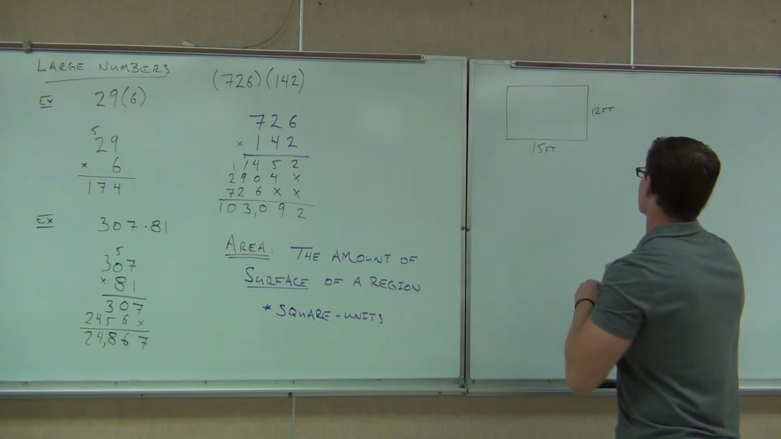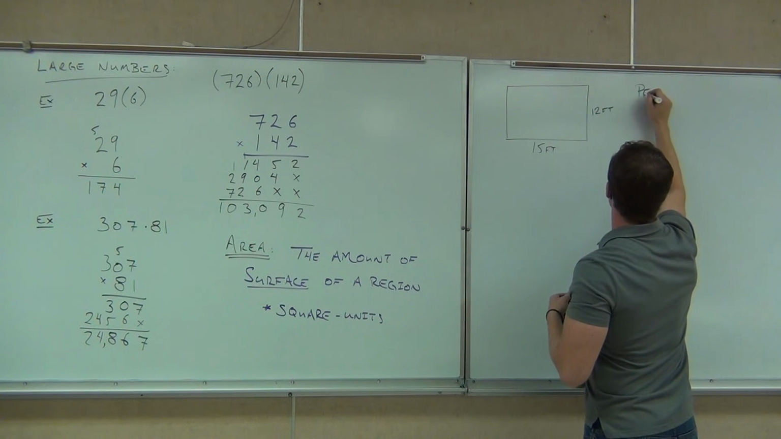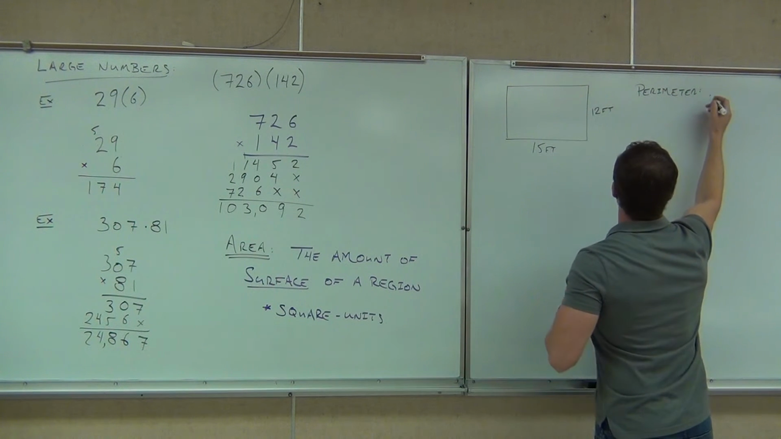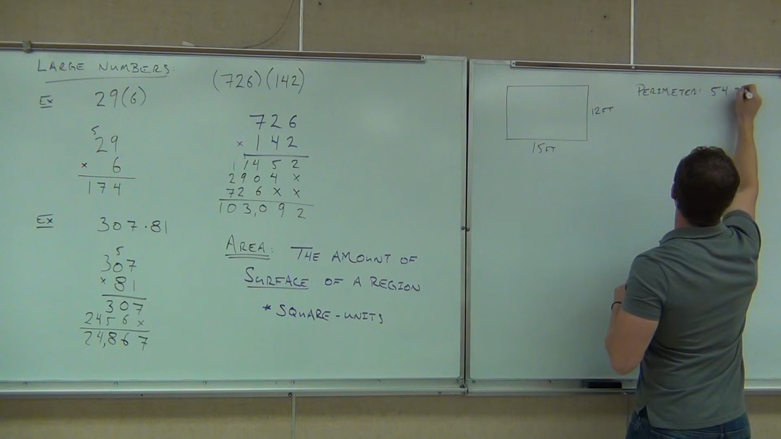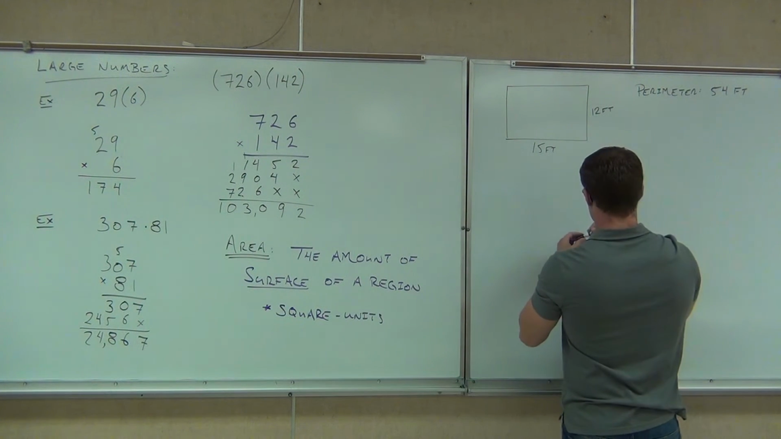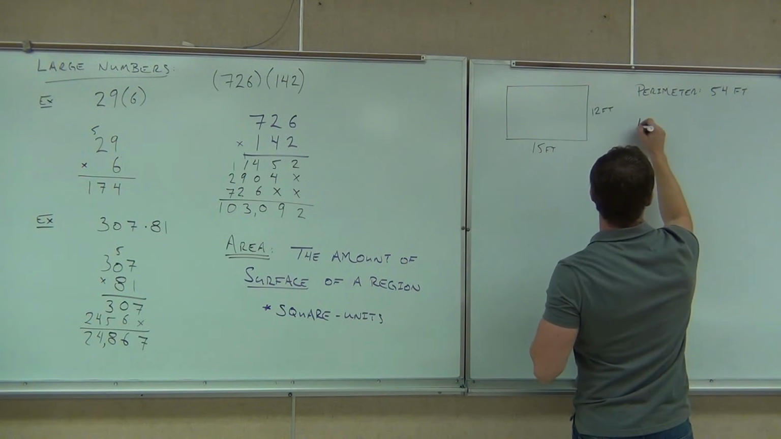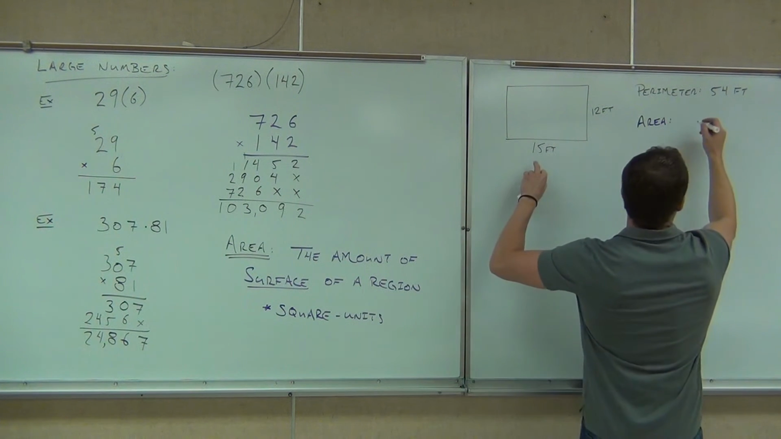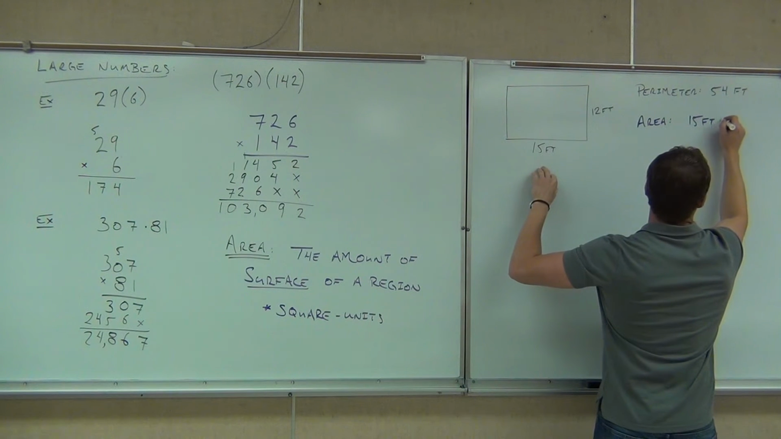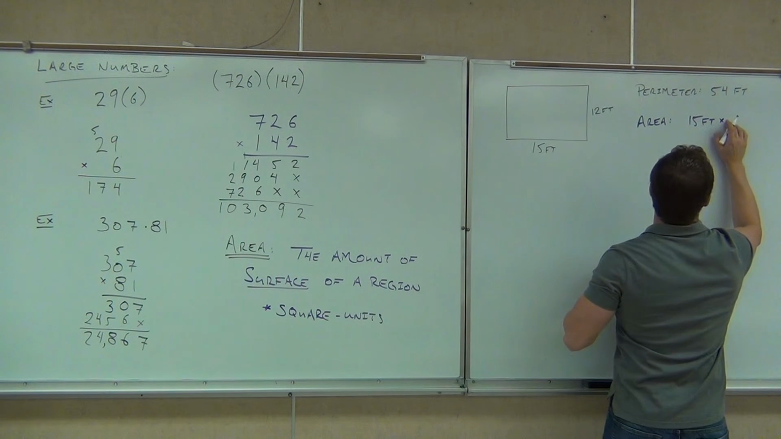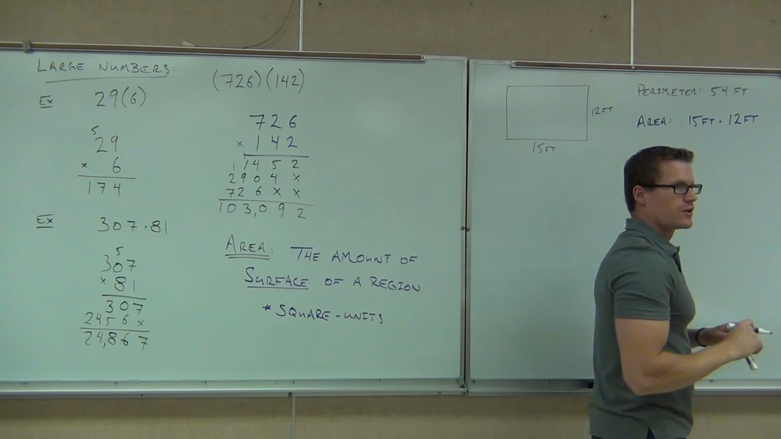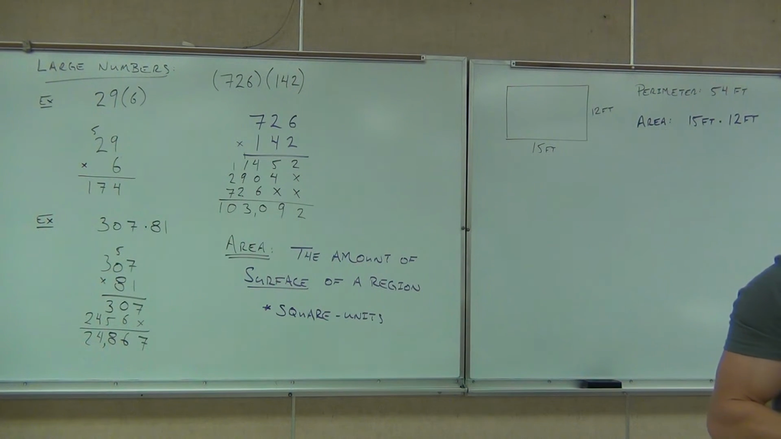So in our case, the perimeter we got already. Perimeter is 54 feet. The area, for our area, we would be taking 15 feet times, or I'll use the other one for us, times 12 feet. Has anyone figured out what the 15 times the 12 is?